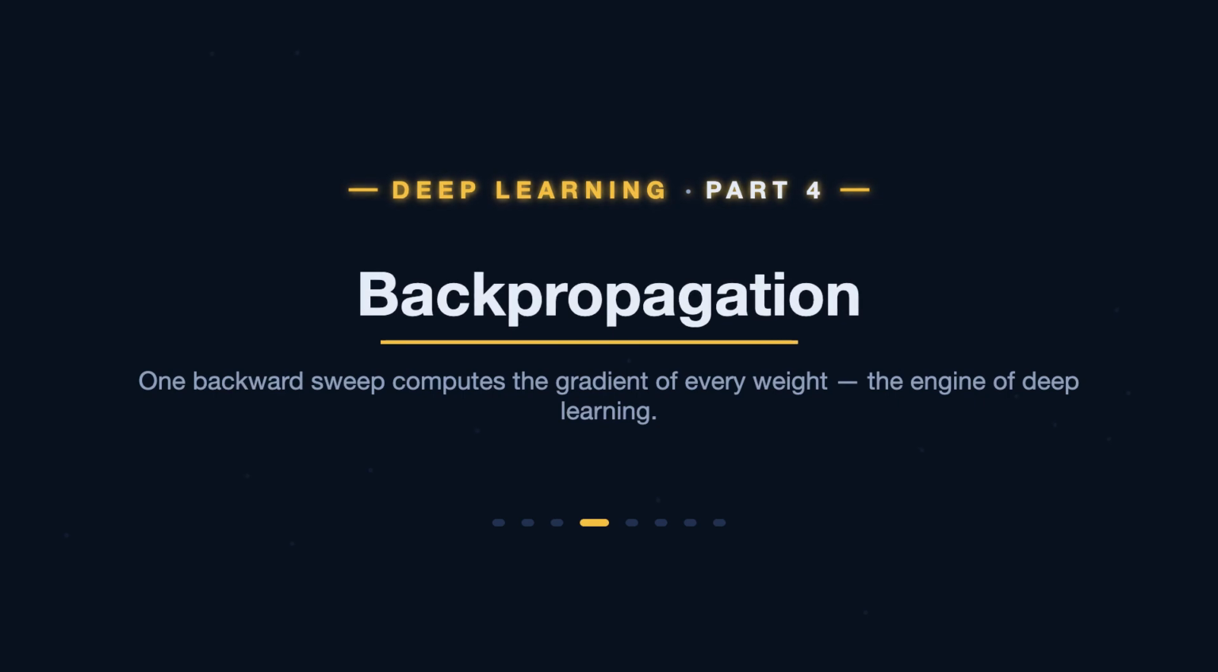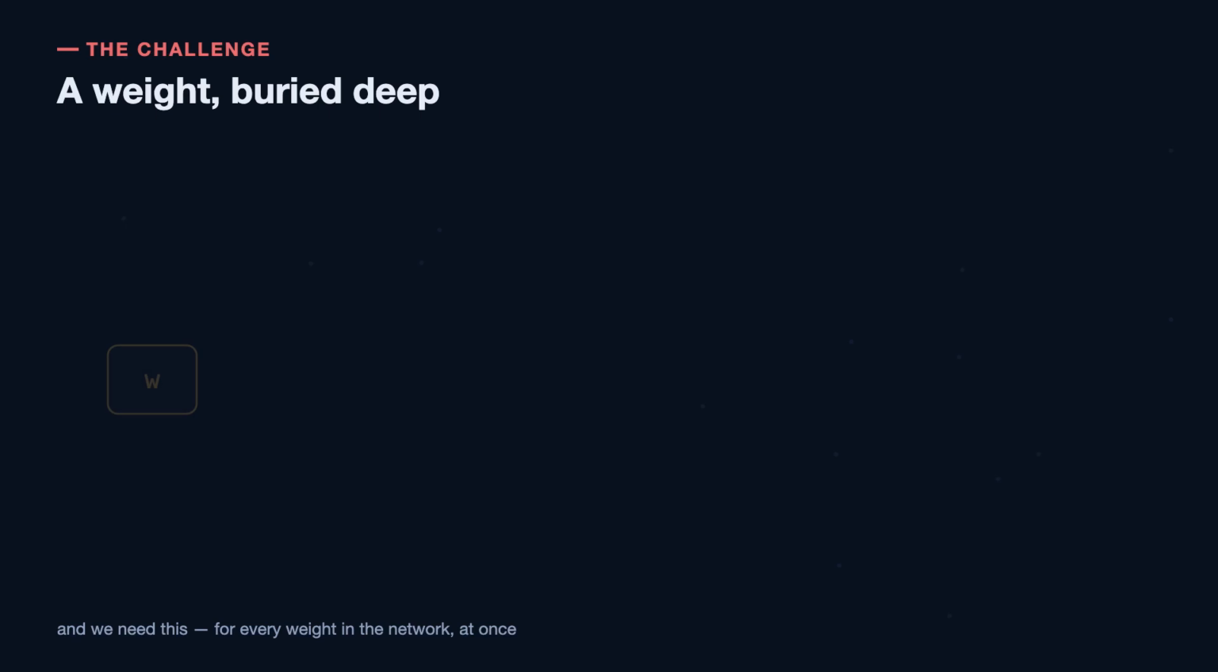Gradient descent needs the gradient, the slope of the loss with respect to every single weight in the network. For a model with millions of weights, computing that slope looks completely impossible. This is the algorithm that makes it not just possible but nearly free. It is the true engine of deep learning, and by the end of this video, you will understand it completely.